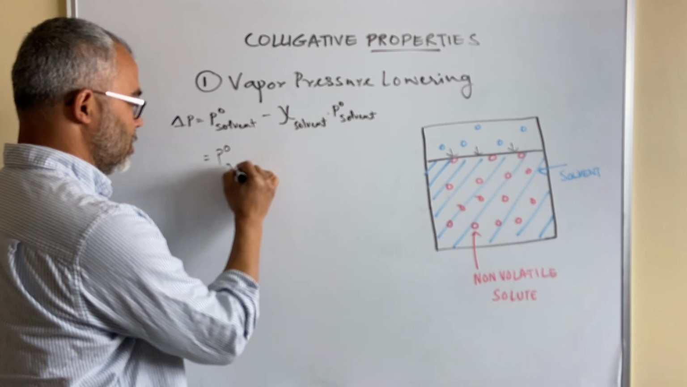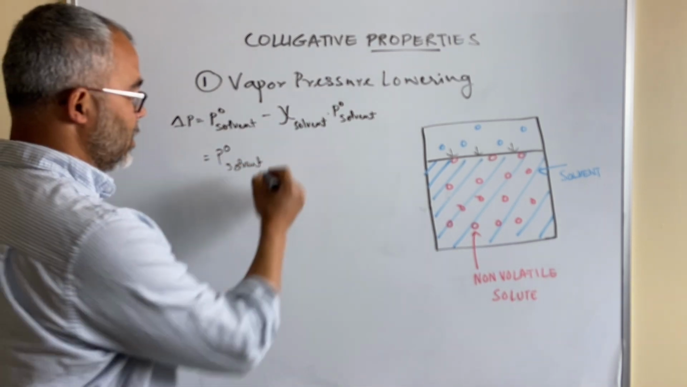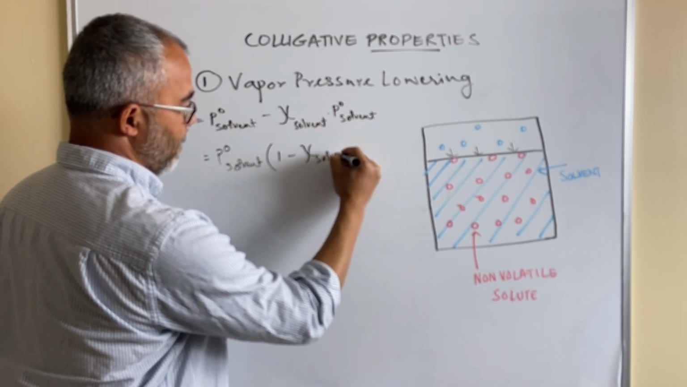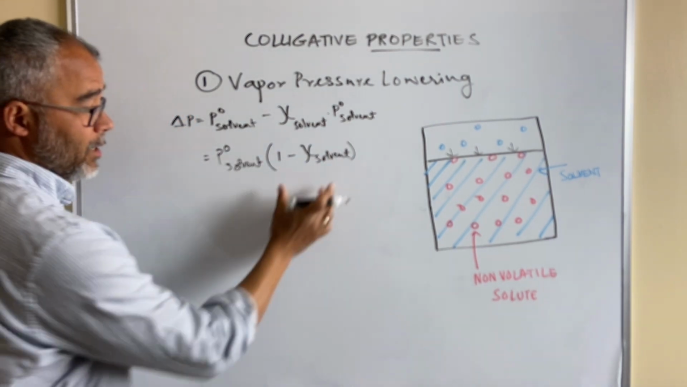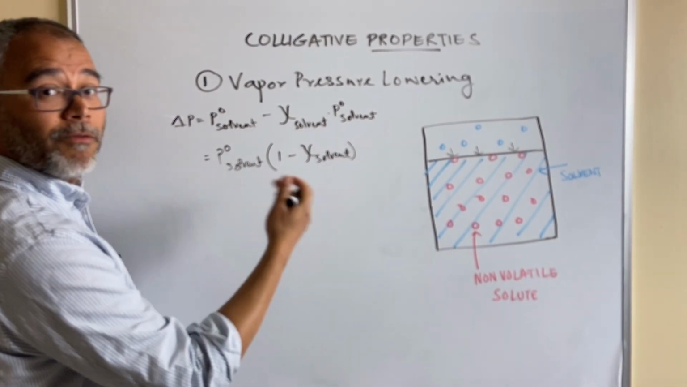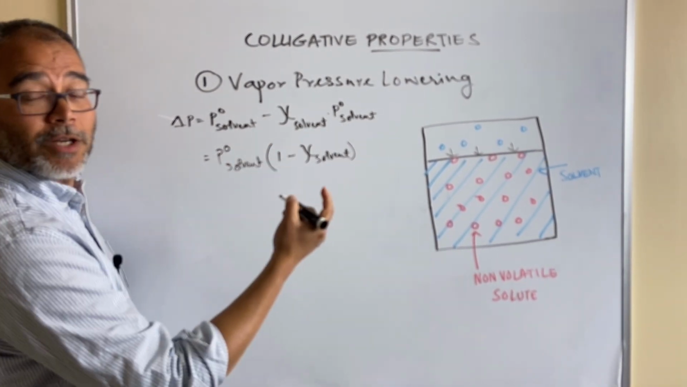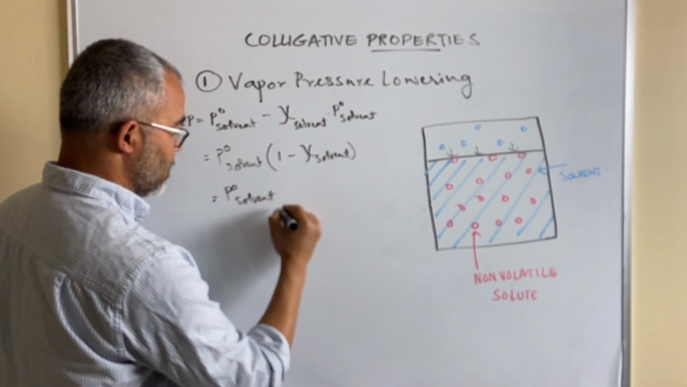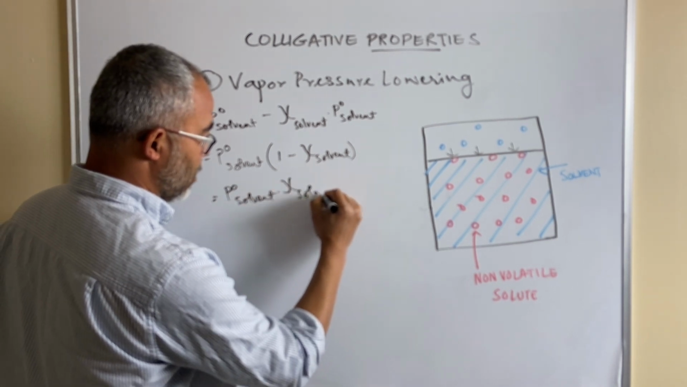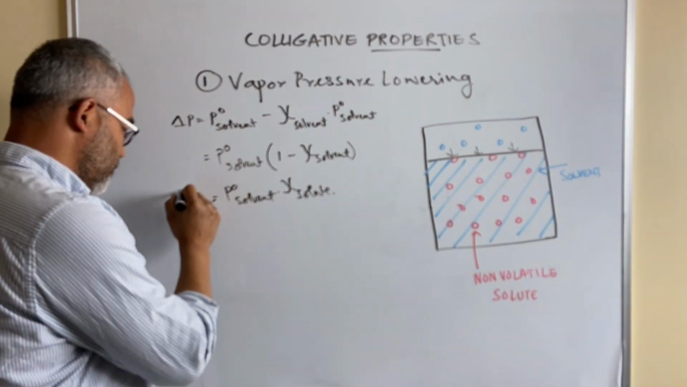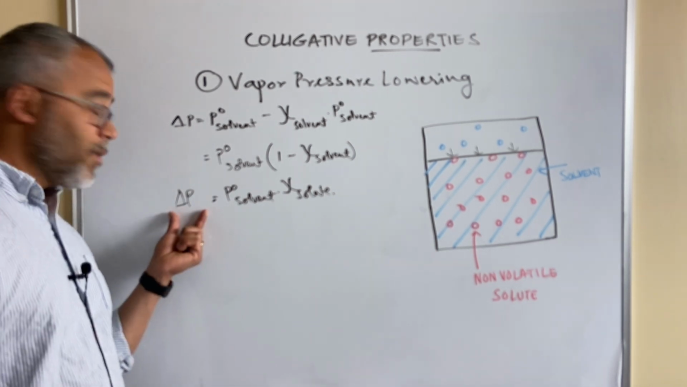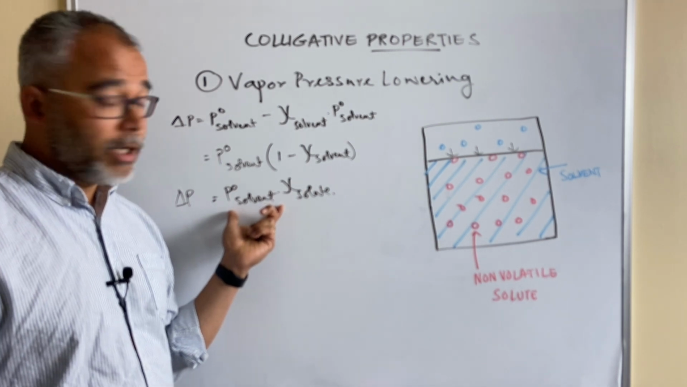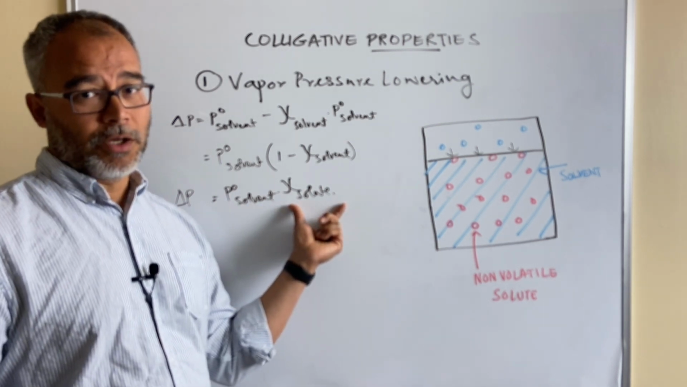So if I take P naught solvent common, then what I have left here is just 1 minus mole fraction of the solvent. And this actually ends up being the mole fraction of the solute. 1 minus mole fraction of the solvent is equal to the mole fraction of the solute. So this becomes times mole fraction of the solute. So if we use Raoult's law, the vapor pressure lowering, or the change in the vapor pressure, is equal to the vapor pressure of the pure solvent times the mole fraction of the solute.